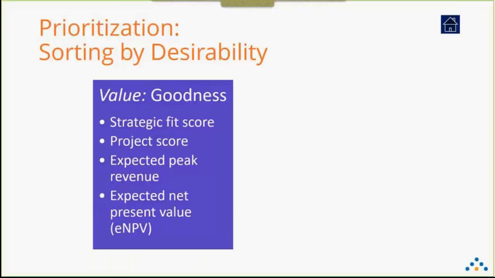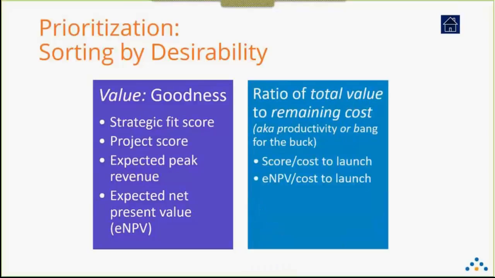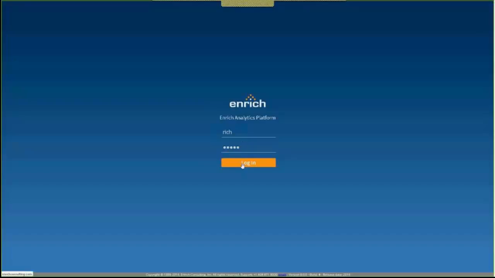Well, it can be goodness, or it can be a ratio of total value to remaining costs, sometimes called productivity. So that productivity is going to be the score or the risk-adjusted or expected net present value over the remaining cost to launch. So we're not considering sunk costs here. So let's take a look at an example of that here.